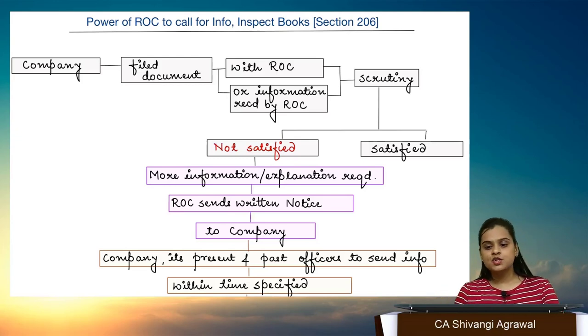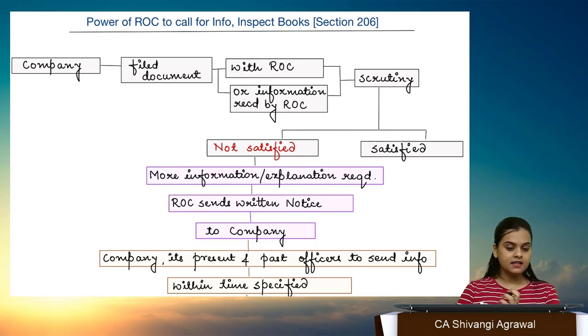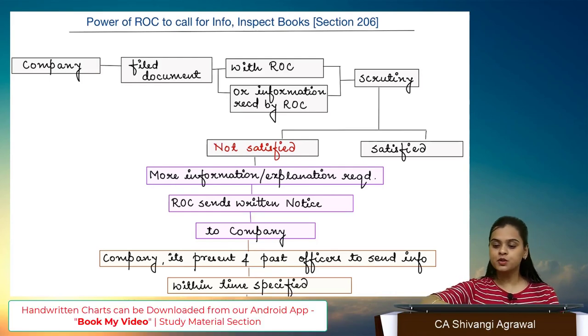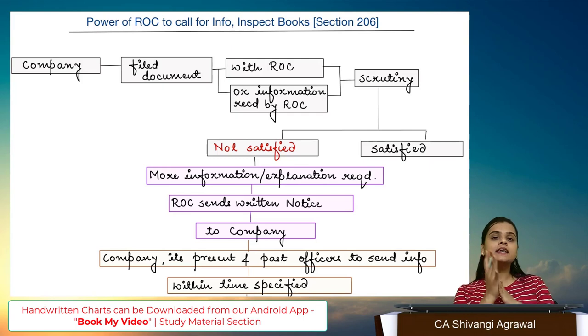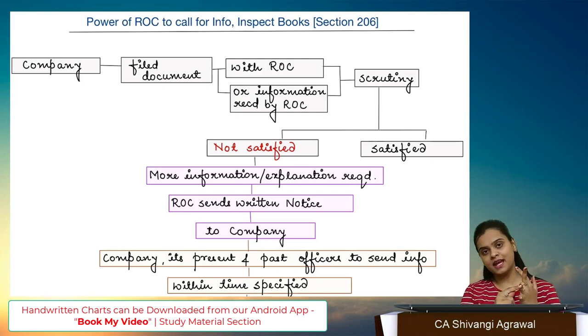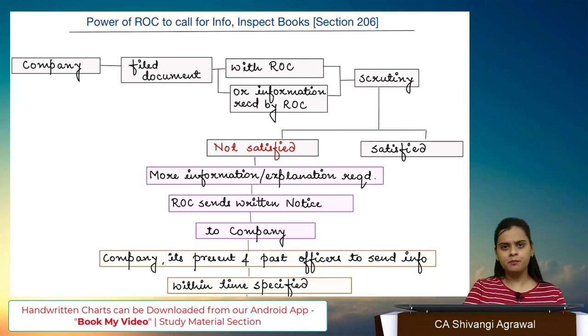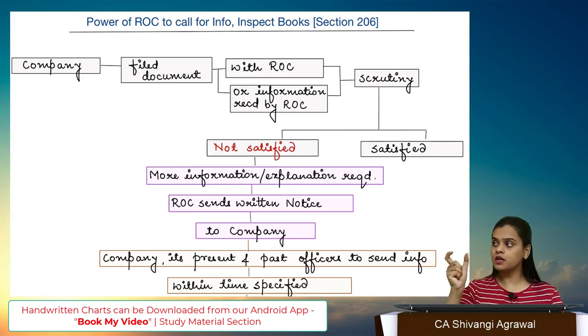Okay, let's now revise the chapter of inspection, inquiry and investigation, starting from section number 206 till section number 229. So it has quite a few sections. The initial sections, that is 206, 207, 208 and 209, relate to inspection and inquiry, and the later sections are all about investigation, except a few parts which apply to all the cases. Now, there are three terms involved in this particular chapter, as you can very well see: inspection, inquiry and investigation.